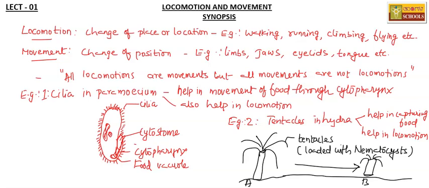So if this location is not suitable, or if it is not able to find the food, then it will move from this location to another location with the help of tentacles. The tentacles in hydra help in capturing food, and they also help in locomotion. The same case here also: the cilia help in capturing the food and also help in the locomotion of paramecium.